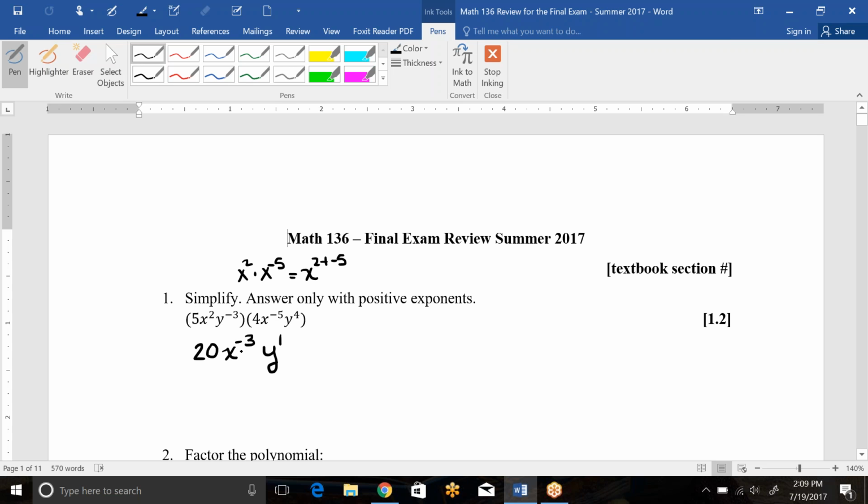And when we look at this, we notice that we don't have all positive exponents. So this x to the negative 3 needs to move to the denominator. And once it moves, its power, remember, becomes positive. So that would be my final answer for number 1, 20y over x to the third.